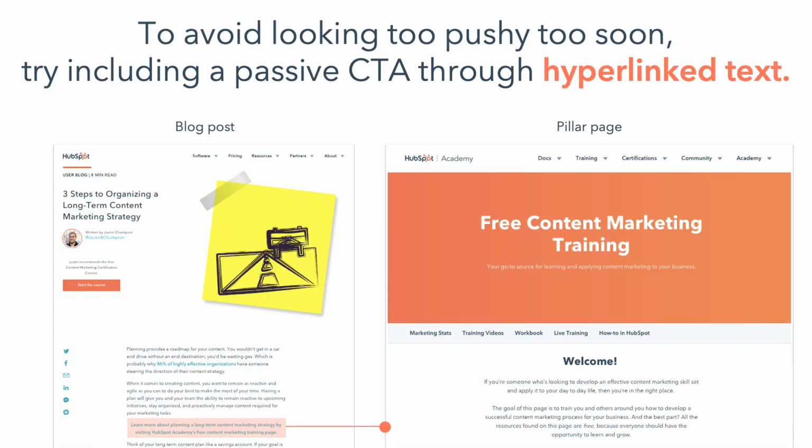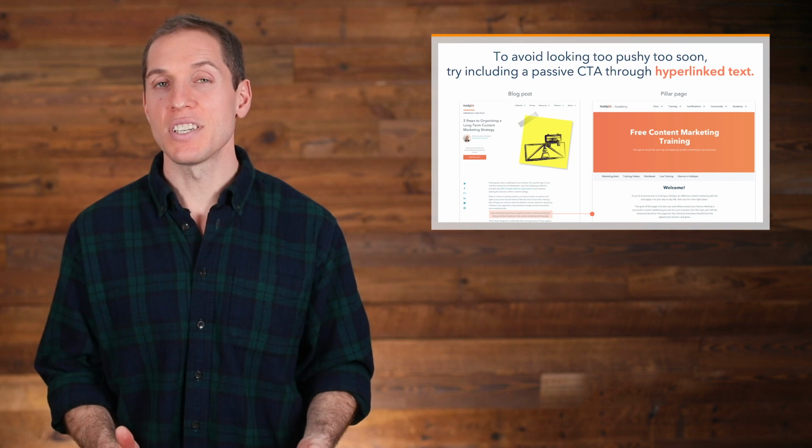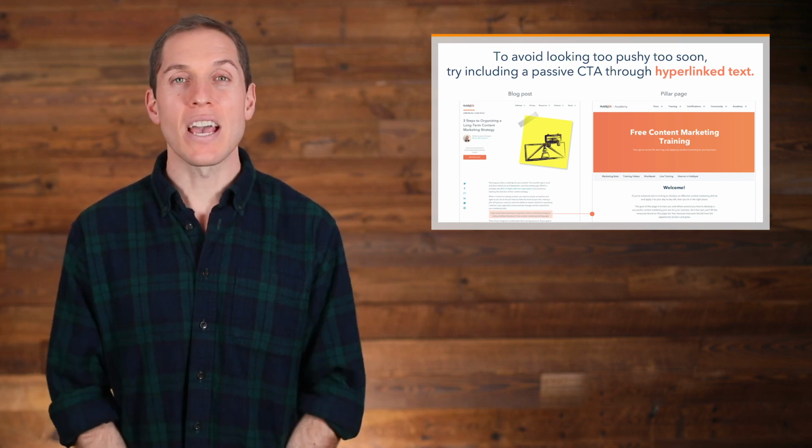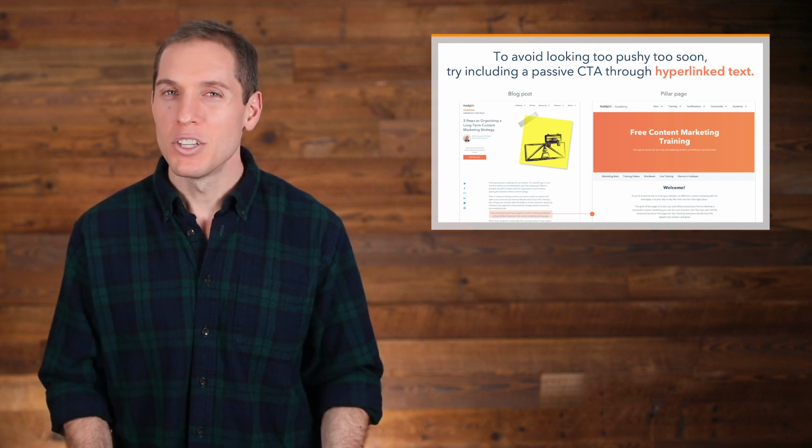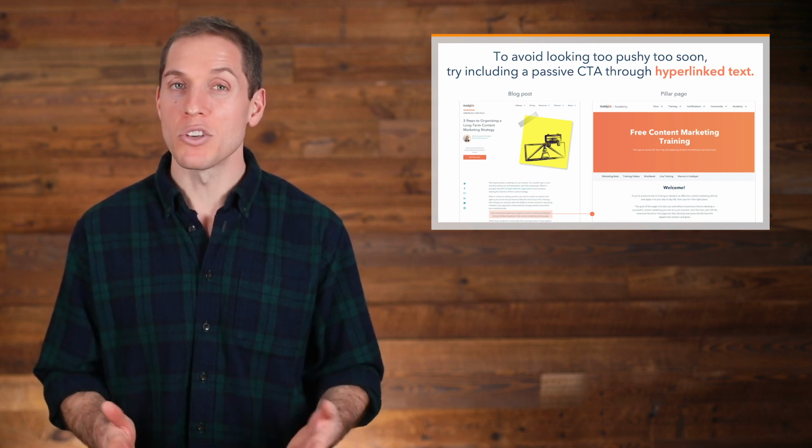To avoid looking too pushy too soon, try including a passive CTA through a hyperlink text as opposed to using an image. It's important to include these passive CTAs near the top, as you can't always count on your visitor reading your entire post to take the next step. Think about it. Do you read to the end of every blog post that you click on?